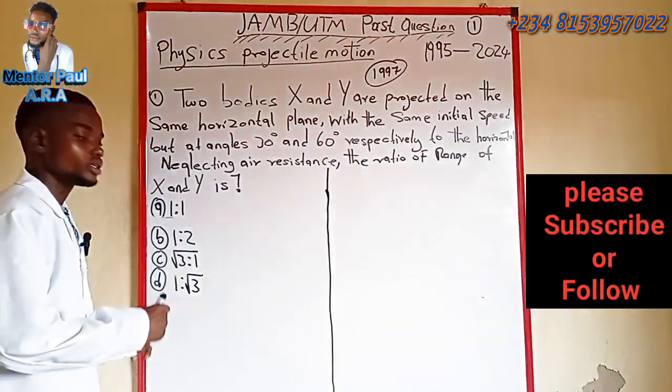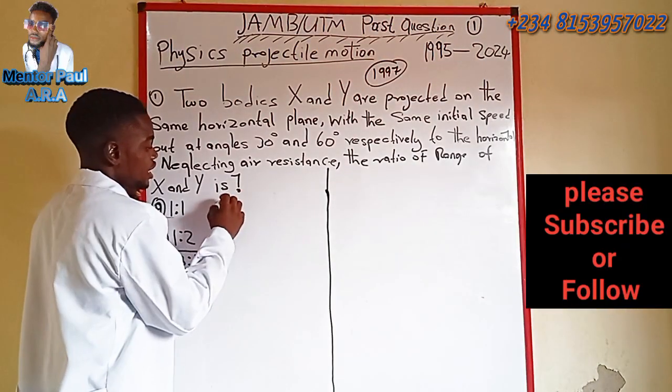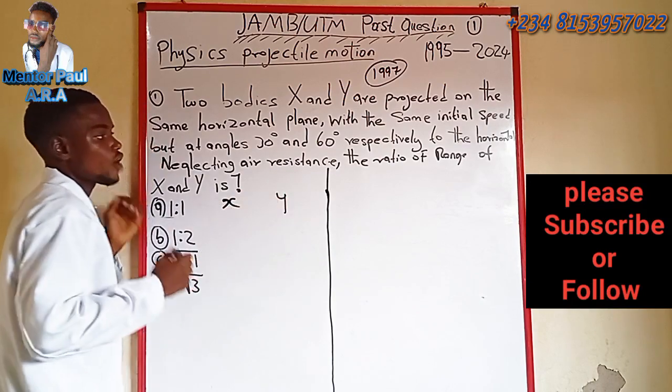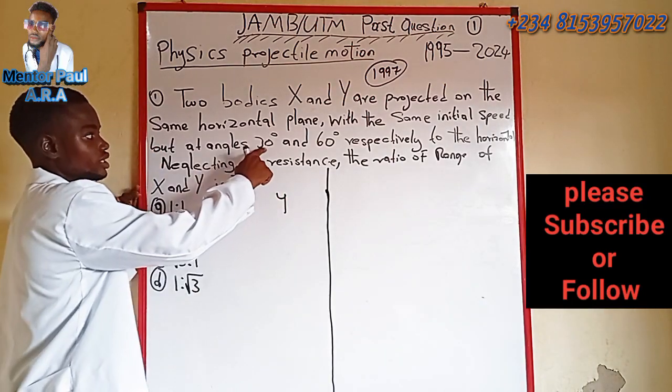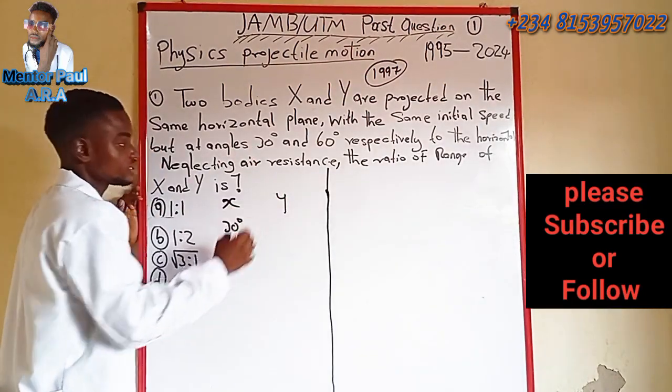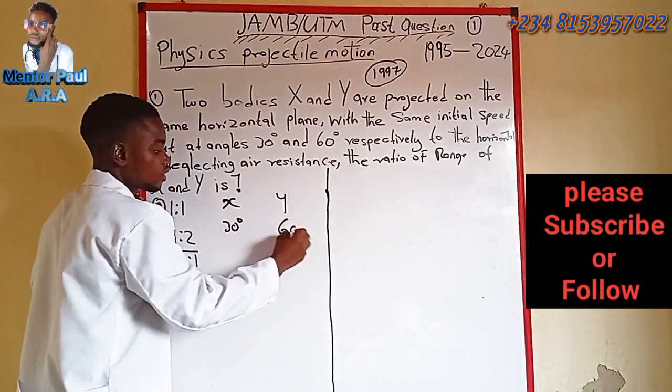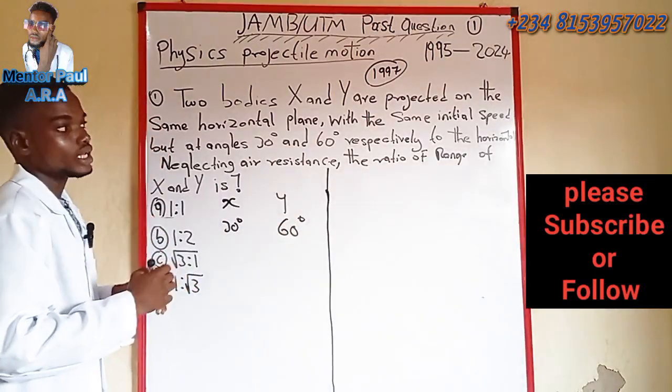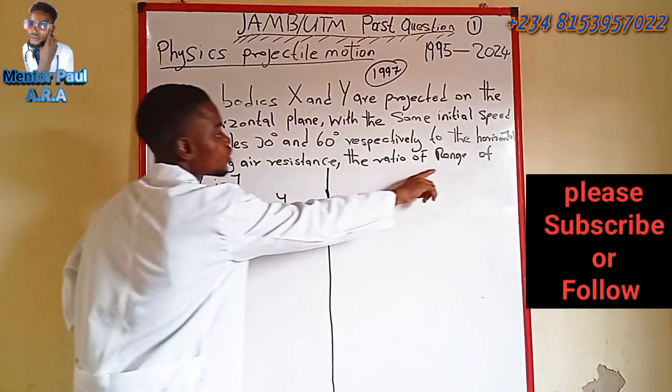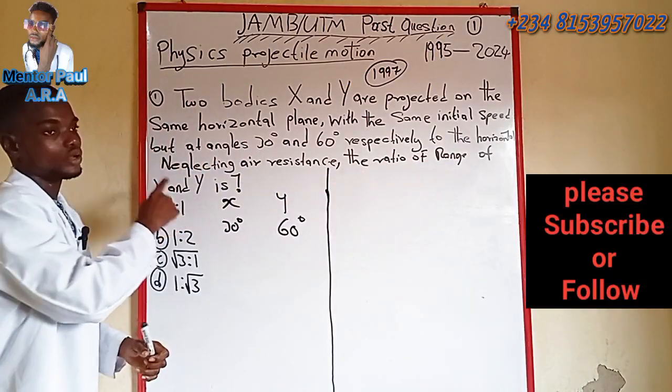So here we have two bodies, X and Y, and these two bodies are being projected. X is projected with an angle of 30 degrees, while Y is projected with an angle of 60 degrees. Now, what are we looking for? We are looking for the ratio of the range of X and Y.